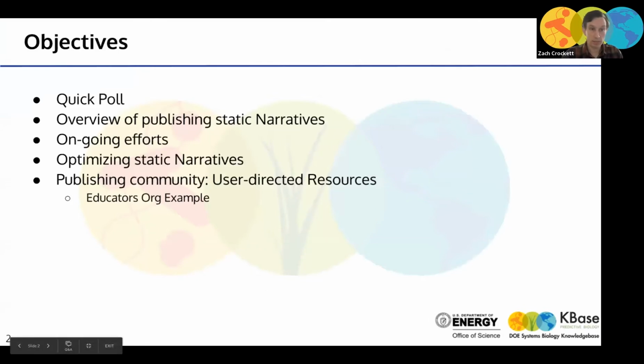To start out, just to give an overview of what we'll be going over, I've got a couple of quick poll questions to gauge what everyone's familiarity with this is. Then I'll go over an overview of publishing your narratives through static narratives and talk a little bit about ongoing efforts on the KBase side, behind the scenes, what we're developing. And then give some tips and tricks for optimizing the static narratives that you publish. And I'll talk a little bit about this publishing community that we're trying to organize within the KBase user base.